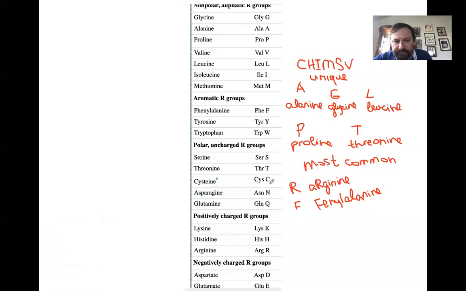All right, tyrosine. So we already have T for threonine, so we can't use T. So for tyrosine, we're gonna use this Y, and it's phonetically suggestive. Tyrosine. Right, tyrosine.